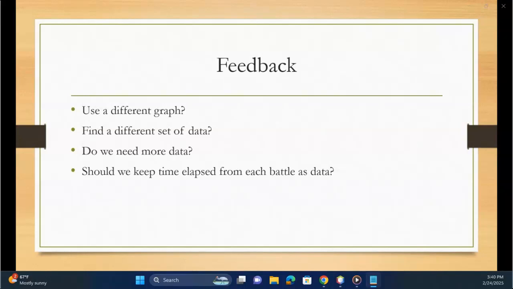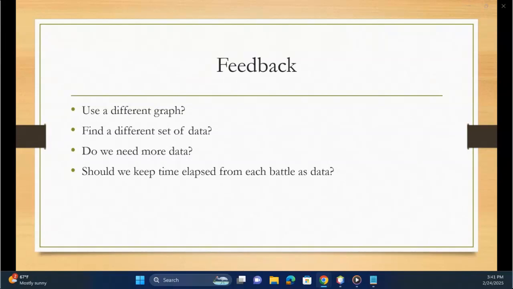But there's more we want if there is to change, or if there's anything different. We're going to find a different set of data if we need to, maybe. Or do we even need more data? I feel like what we have may be alright, but we don't know for sure. And also, should we keep the time elapsed from each battle as data?